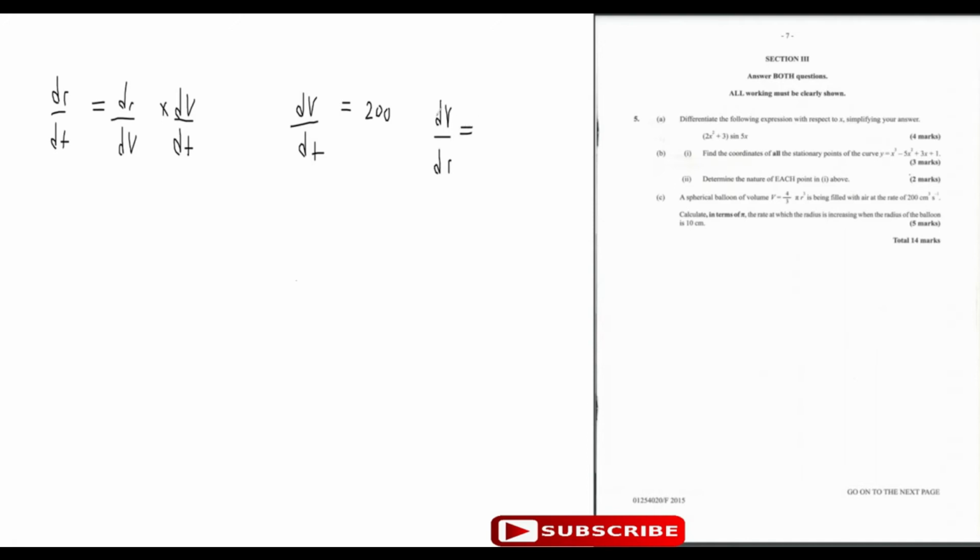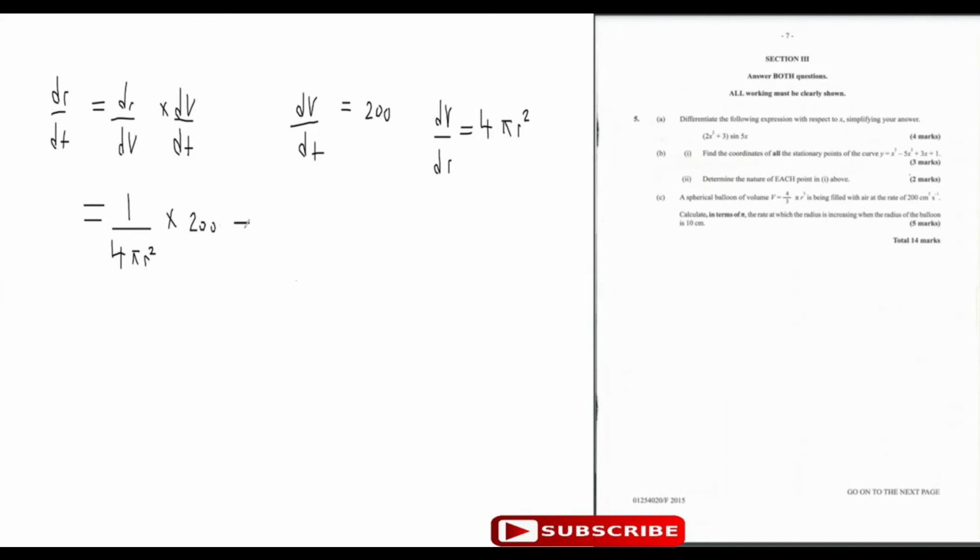dv by dr is equal to, now we know v is 4 over 3 pi r cubed, and so we can carry down the power to get 3 times 4 over 3, which is just 4 pi r squared. So that 4 pi r squared is dv by dr, and so dr by dt is dr by dv times dv by dt, where dr by dv is 1 over dv by dr. So it's 1 over 4 pi r squared times 200. That is dr by dt.